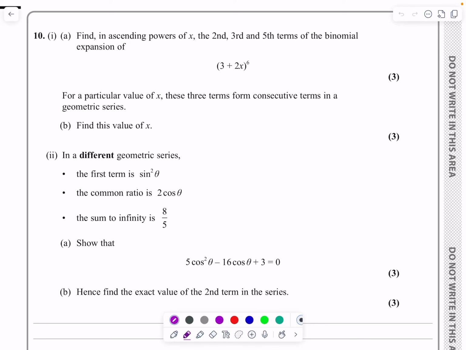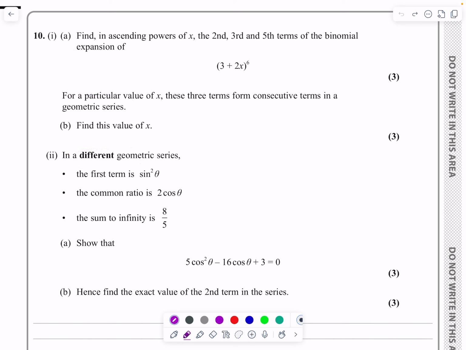Okay, this is the P2 paper from October 2023. It's question number 10, which is the last question on the paper. It's a really interesting question because look at what we've got. We've got a binomial expansion, we've got a geometric series, we've got geometric series again, but leading to a trig equation, which we're going to need to solve. So quite a different question, lots of different topics within it.